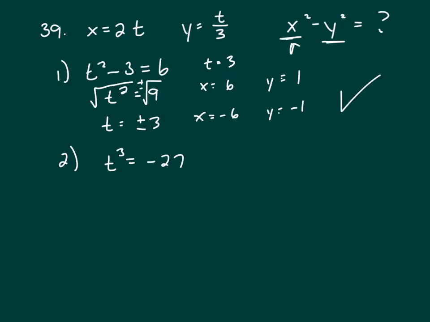And if you look at clue 2, it's t cubed equals negative 27. Take the cube root of both sides. The cube root. And you can take the cube root of a negative number, and that gives you t equals a negative 3. Plug it in, and you can get a value for x squared minus y squared. So both of them work, both clue 1 and clue 2 work independently, so your answer would be D.